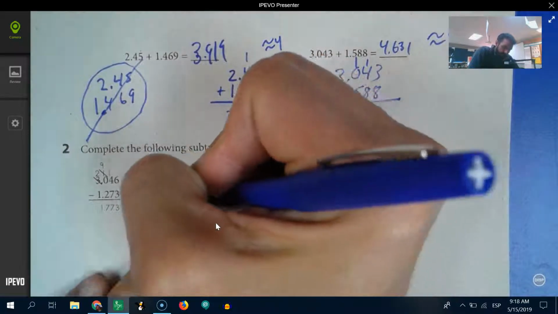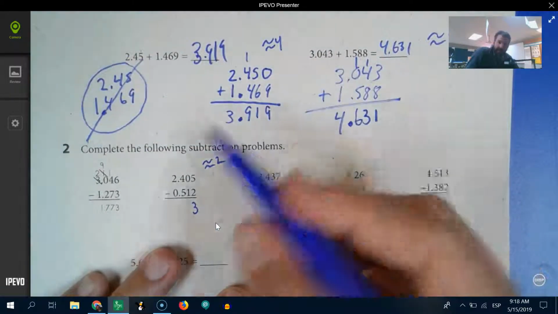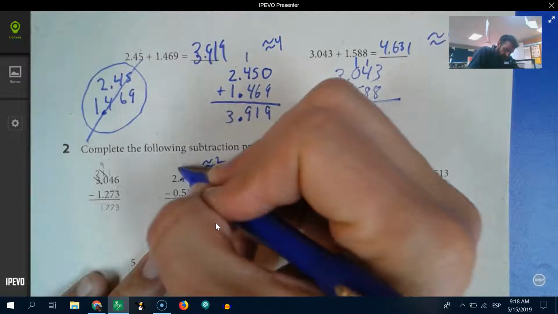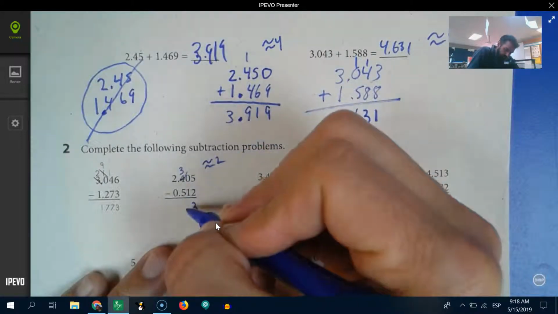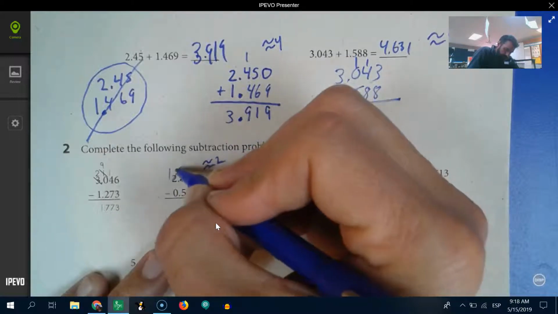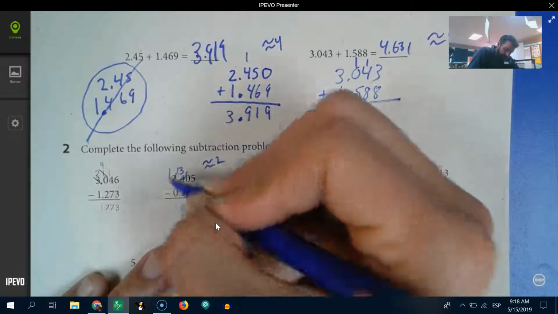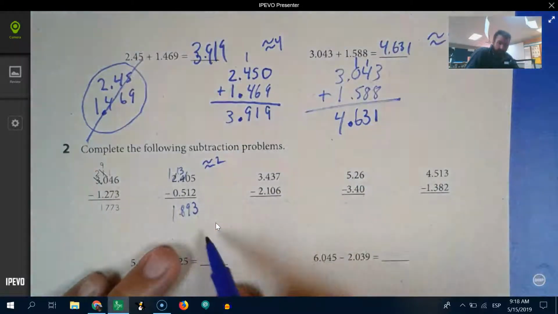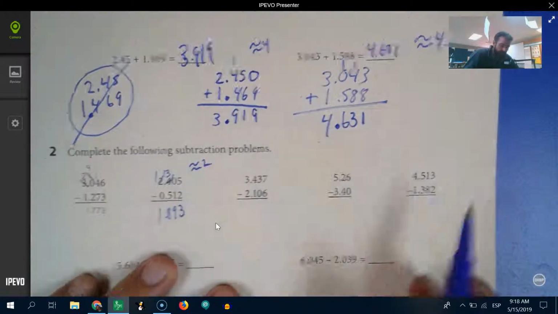5 minus 2 is 3. 0 minus 1, got to borrow. 10 minus 1 is 9. 3 minus 5, nope. Make that 13. 13 minus 5 is 8. And then 1 minus 0 is 1. So that is 1 and 893 thousandths, which is around 2.